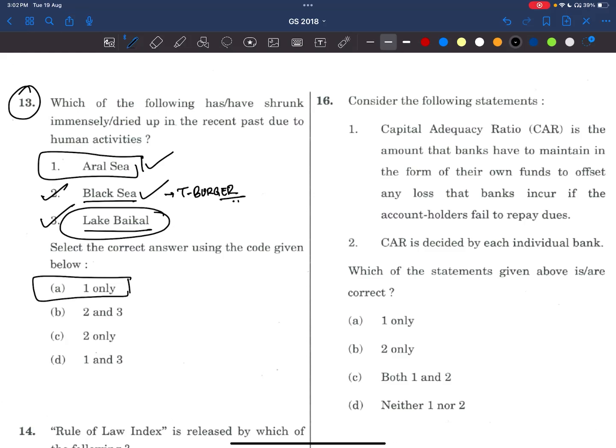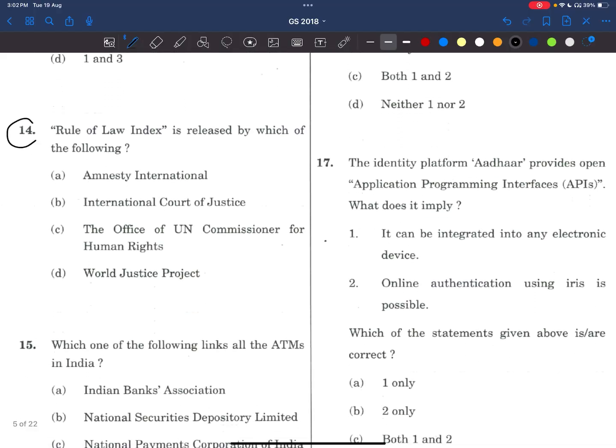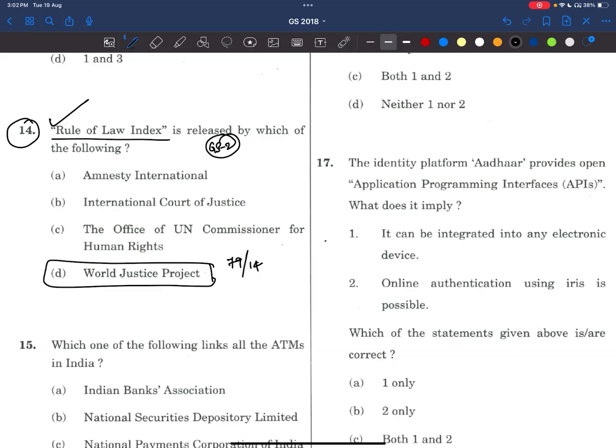Okay, now coming to the 14th question. Rule of law index is released by which of the following? See, friends, the same index, I think today itself in my MMP plus GS2 classes have started. Sir mentioned this index when he was teaching the rule of law given by A.V. Dicey. Now this is given by the World Justice Report. It's an annual report, and unfortunately India's rank is 79 out of some 142 countries. So here the direct answer is World Justice Report.